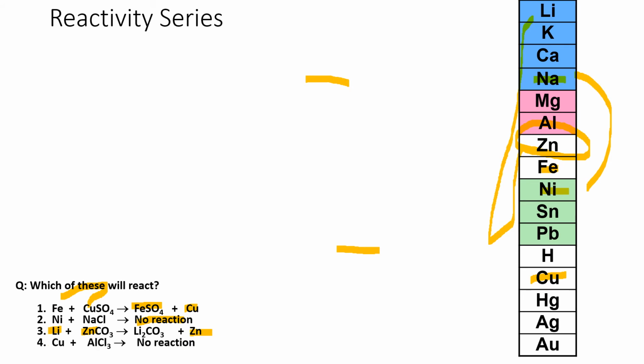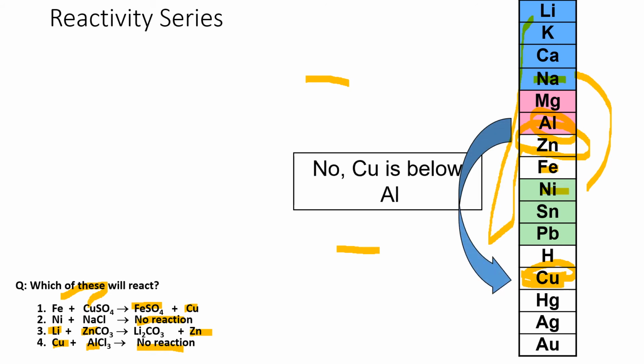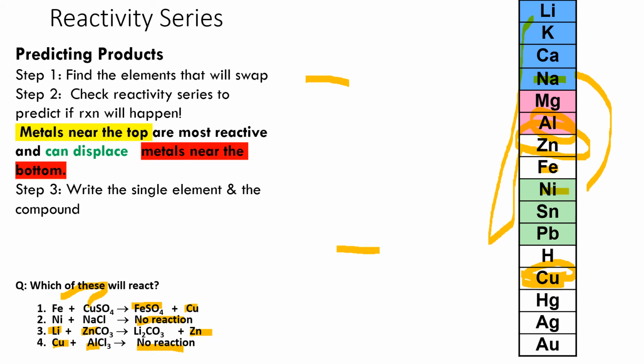Now we have copper plus aluminum chloride here. Can copper replace aluminum? No, because copper here is below aluminum here. So there is no reaction. So this is it. Metals near the top are most reactive and can displace metals near the bottom, but not the other way around.